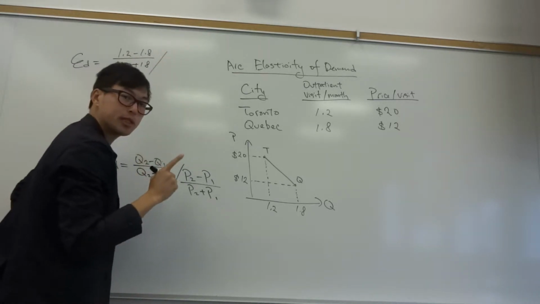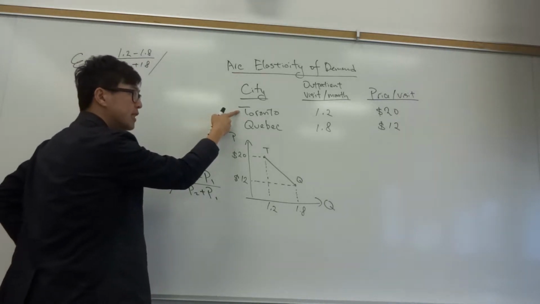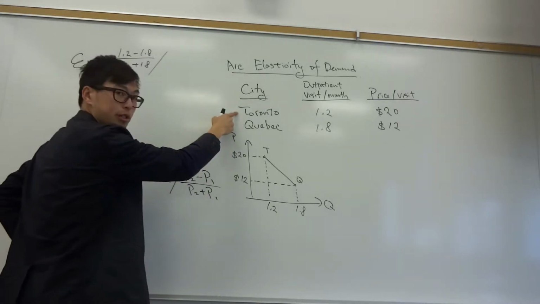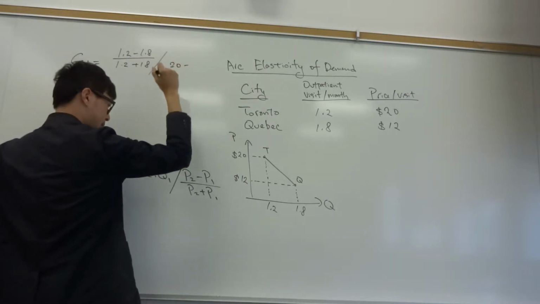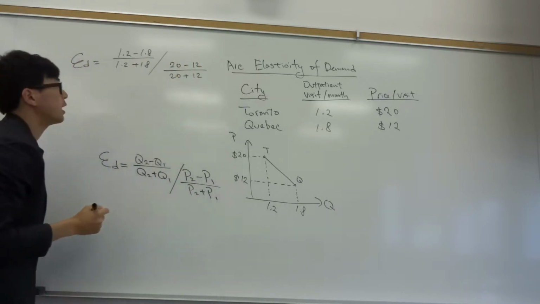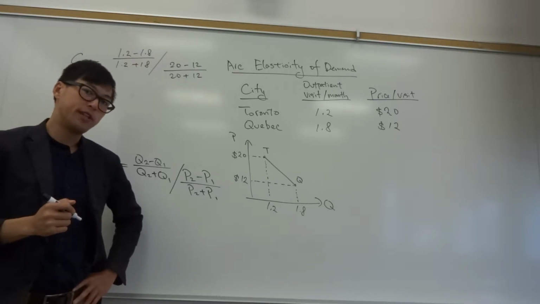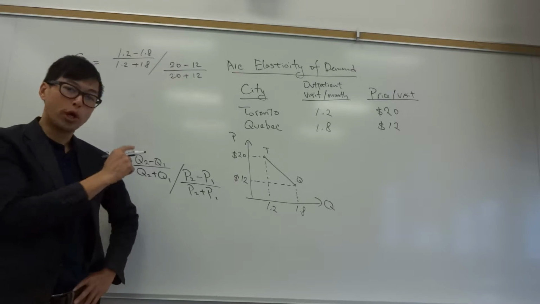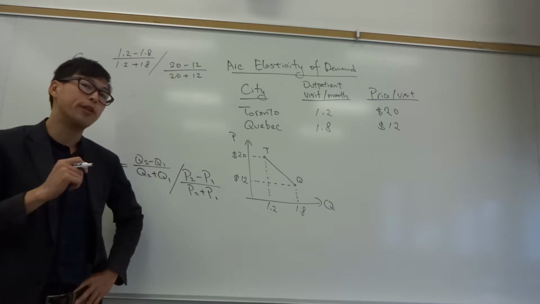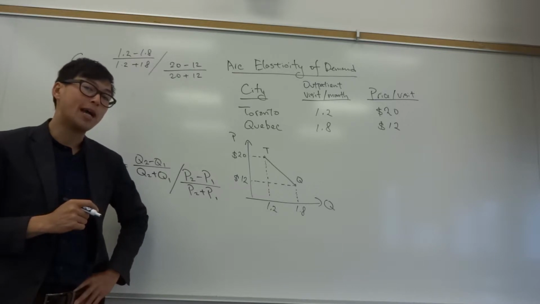Now I'm going to use the same patterns here. So when I'm picking Q2 as the patient visits in Toronto, I would like to use P2, the price in Toronto also. So $20 minus 12 divided by 20 plus 12. So here I would like to actually ask you to pause the video just for a second to work out this math. And I'm going to write out this answer in just a second. So hopefully you can try this math on your own and see if that result matches up with mine.